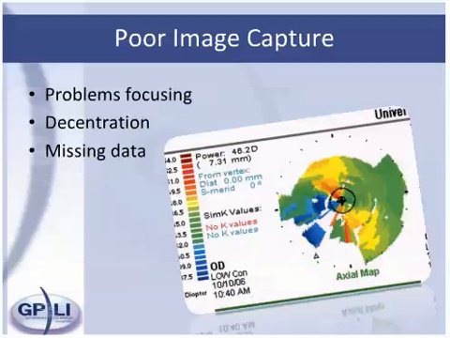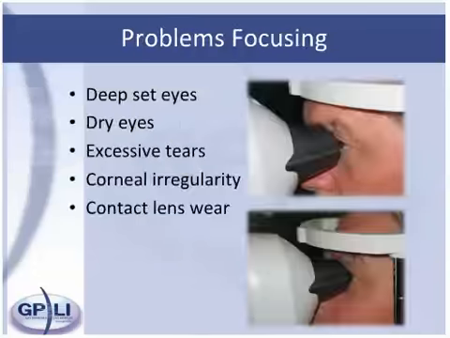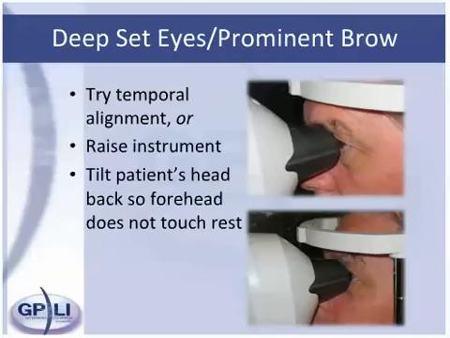Problems can include poor image capture. This includes problems focusing, decentration, or areas where data is missing. Problems focusing can happen if you have deep-set eyes, dry eyes, excessive tears, corneal irregularity, or even contact lens wear. If a patient has deep-set eyes or prominent eyebrows, try aligning the corneal topographer with a temporal alignment. If that isn't possible, raise the instrument, tip the patient's head back so the forehead is not touching on the forehead rest. This will allow you to get closer to the patient's eye.